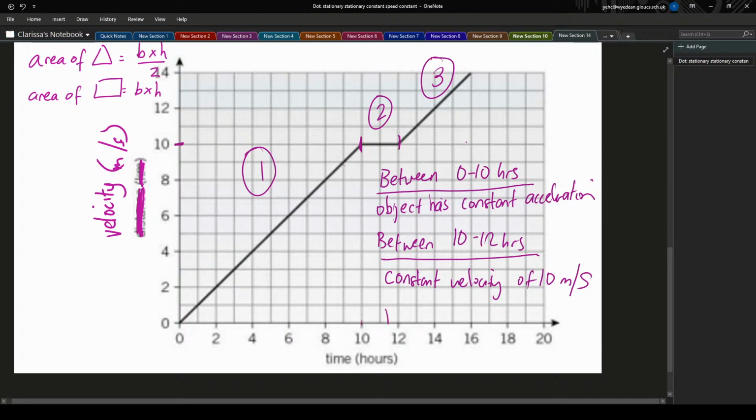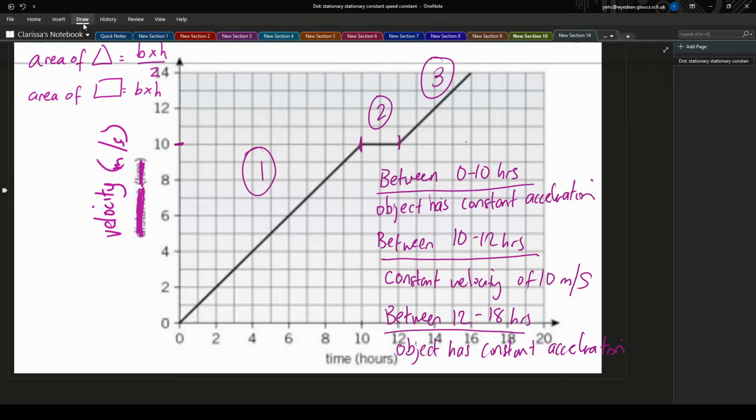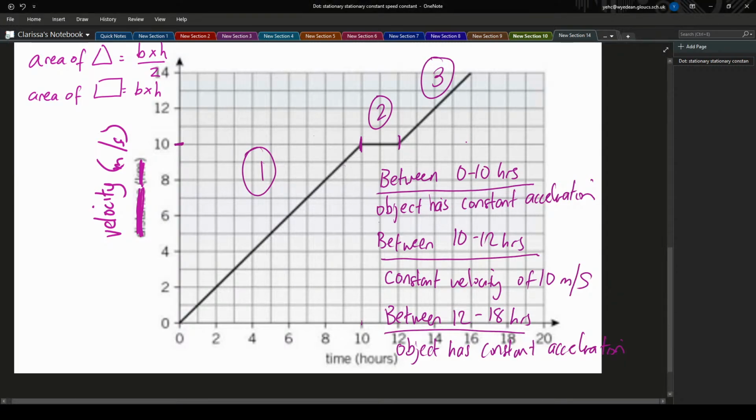And then the final bit, between 12 and 18 hours, it's increasing again, so it's accelerating again. Object has constant acceleration. Now, if you really wanted to go all the way and get full marks, you could do a bit of calculations alongside it, such as object has constant acceleration.